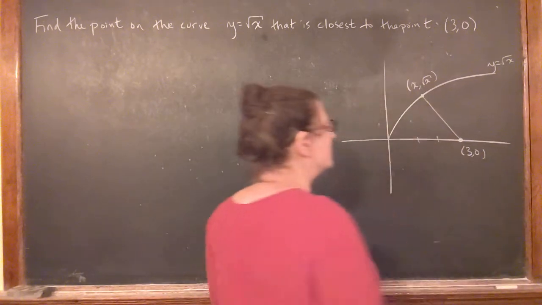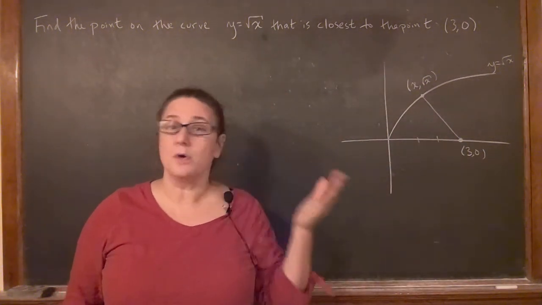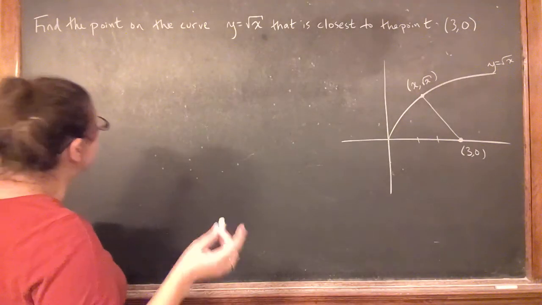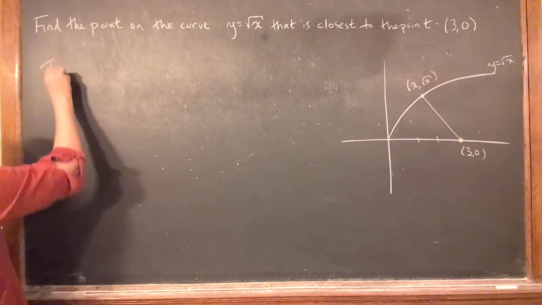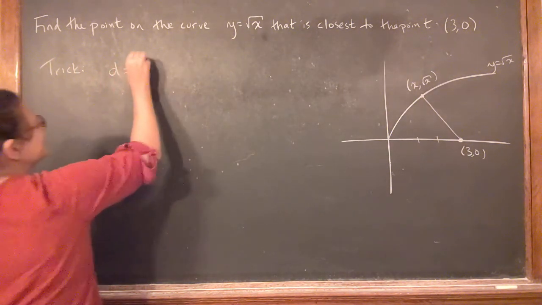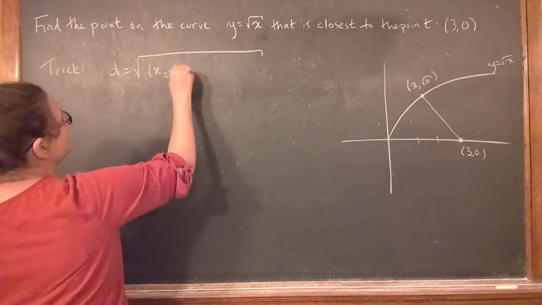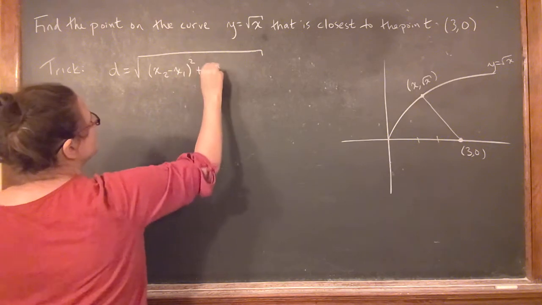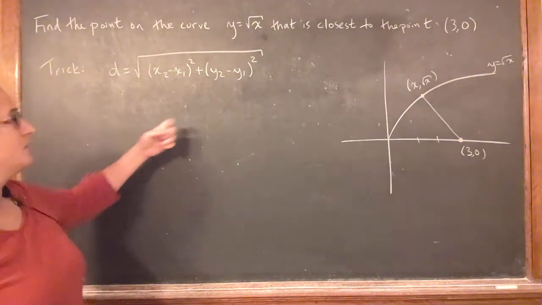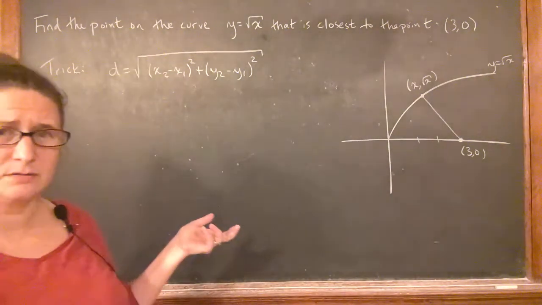So what we want to do is minimize the distance between these 2 points, right? So use the distance formula. Now I'm going to give you a hint or a trick. The distance formula between 2 points is the square root of the sum of the squares. Well, if you're going to take the derivative of this with that square root and everything, it's kind of gross.